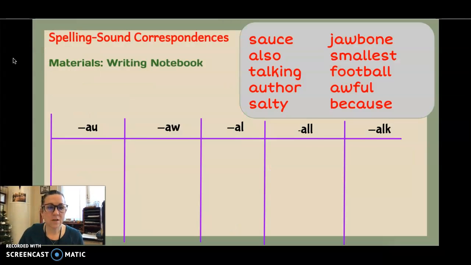All right. So here's what you need to write down in your writing notebook. Go ahead and make this chart. We're going to talk about spelling sound correspondences. I'm going to read through each word. After I do so, you can go ahead and pause the video and fill in your chart. Okay? So your first column has AU, your second AW, your third AL, your fourth ALL, and your fifth ALK.